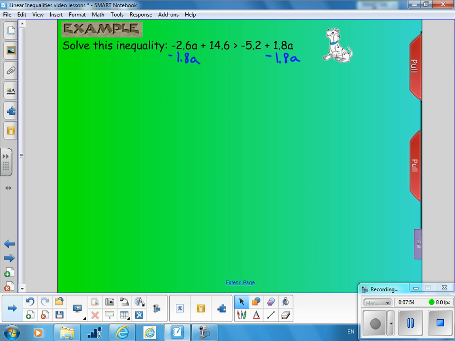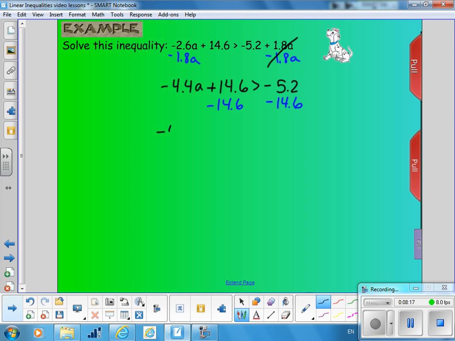And so we will end up with -4.4a plus 14.6 greater than -5.2. That becomes 0. Ultimate goal is to get a by itself. So the inverse of adding 14.6 is subtracting 14.6. So we'll have -4.4a. That becomes 0. -5.2 minus 14.6 is -19.8.